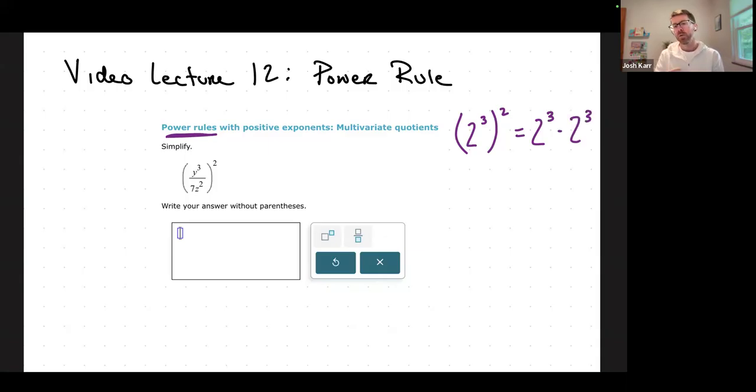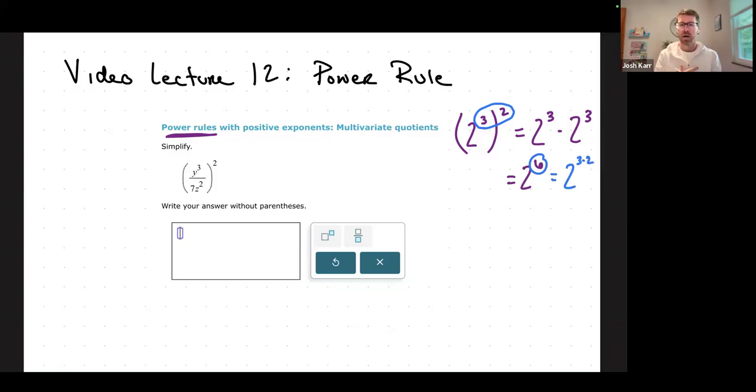All right. And what we've actually done is we've turned this into a product rule, right? We're multiplying things with like bases. We know that when it's like bases, we get to add. So we would get to do 3 plus 3 in this situation, or 6. Okay. And if we look back at what we originally started with, we started out with 2 to the third raised to the second power. What is the relationship between 3 and 2 and what we ended up with, which is 6? If I multiply 3 times 2, I get a 6. So that is the power rule.